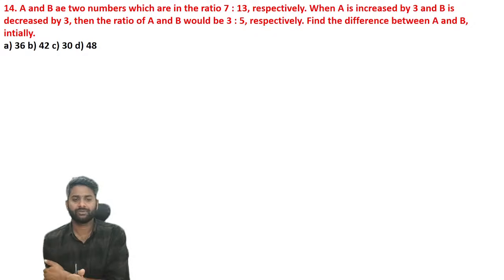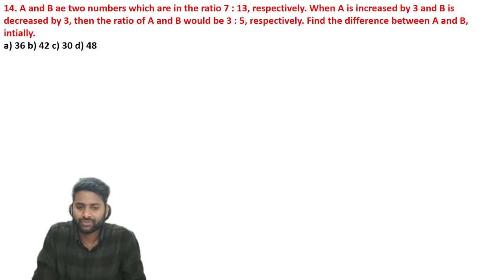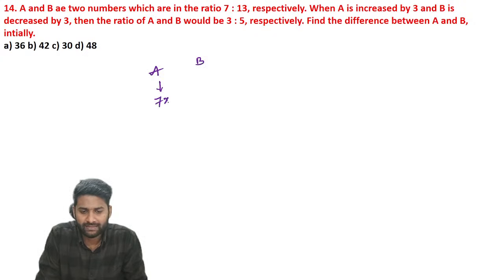Next, A and B are two numbers which are in the ratio of 7 is to 13. When A is increased by 3 and B is decreased by 3, then the ratio would be 3 is to 5. Guys, initially there are two numbers A and B. Let us take the exact numbers as 7x and 13x. 7 and 13 are just quantities.